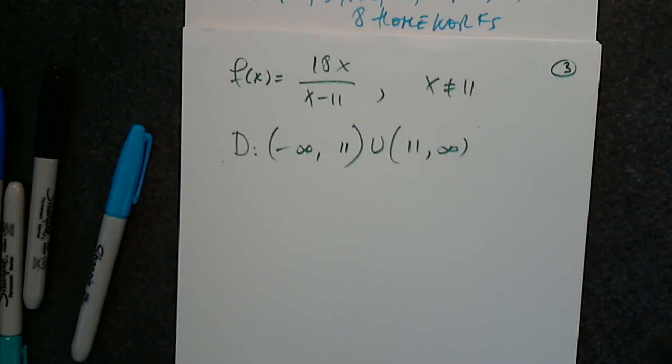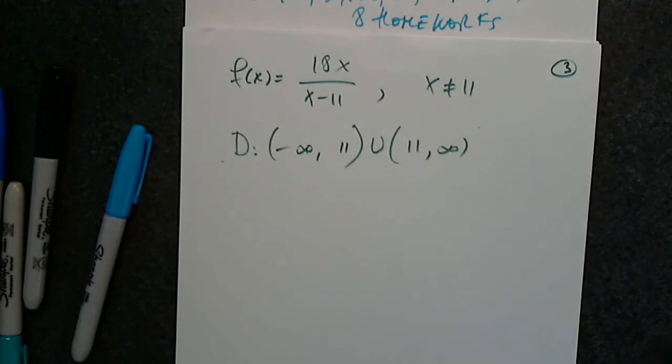Okay, what about this one? How many values must you exclude from the domain? You will exclude negative 8 and 2. So I exclude negative 8 and I exclude 2 right here. Is that okay? Is it clear how we write the domain?